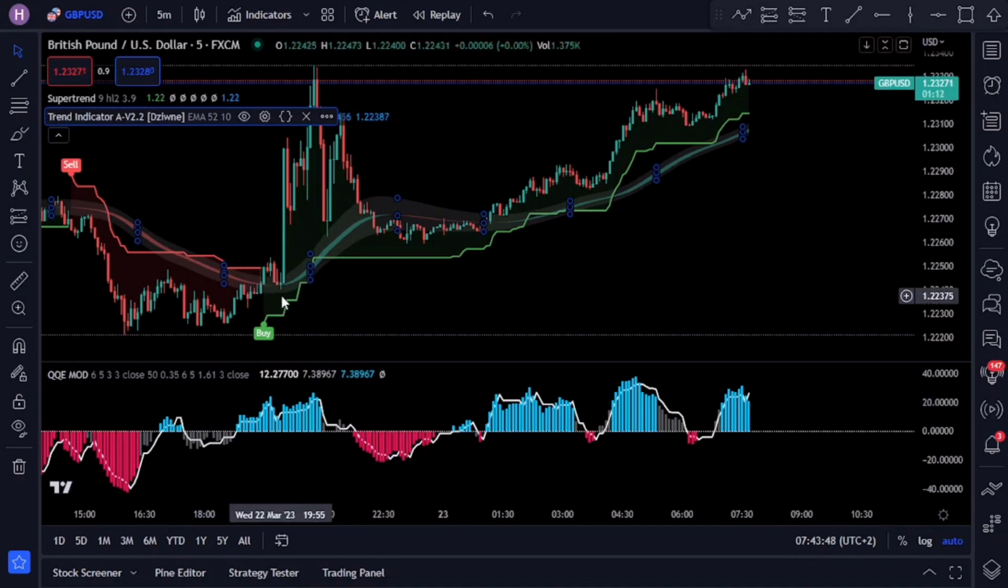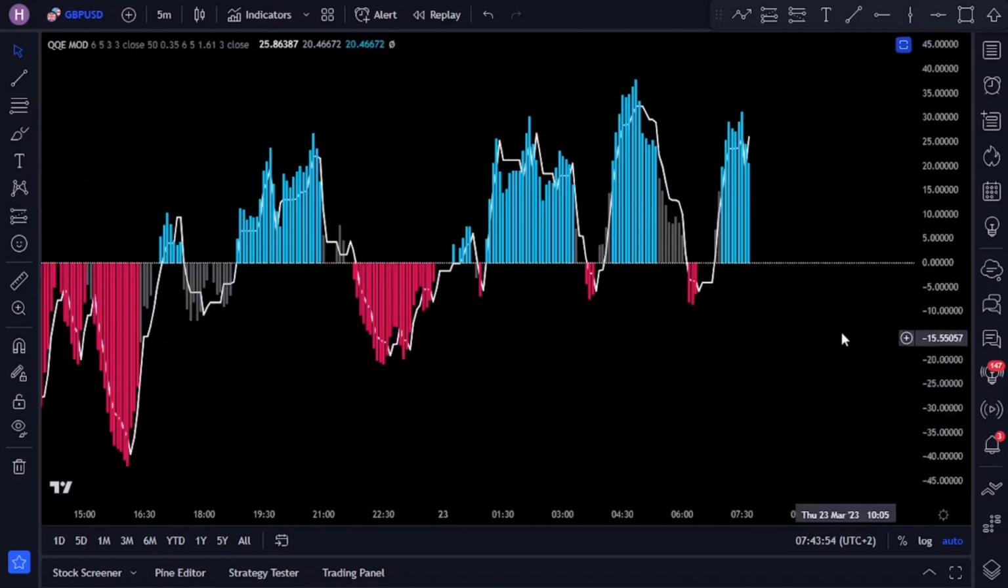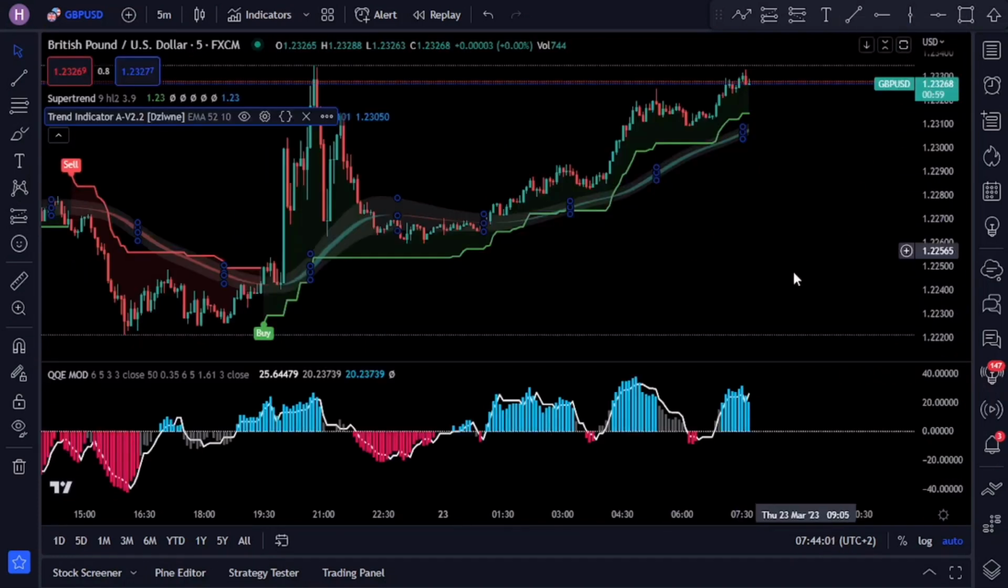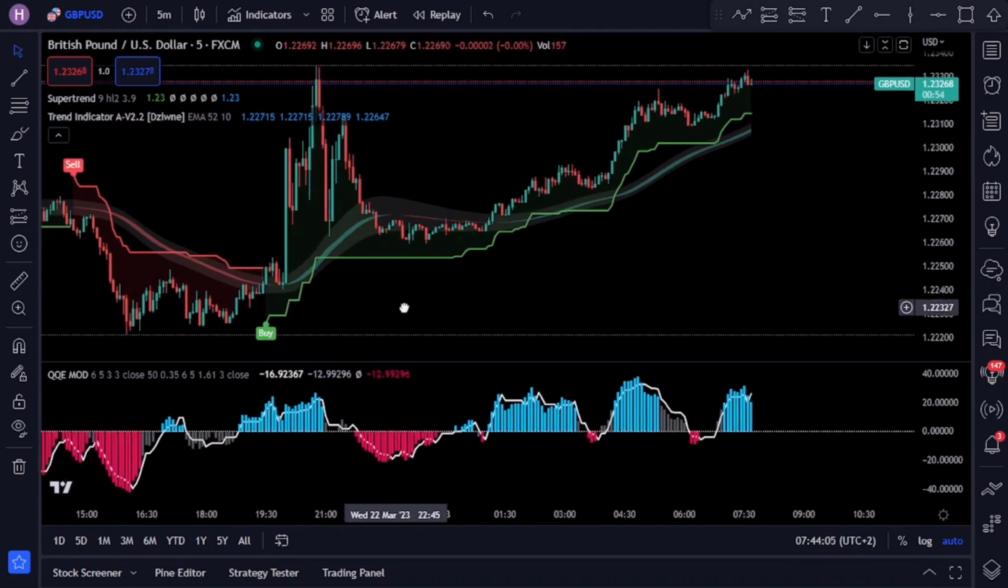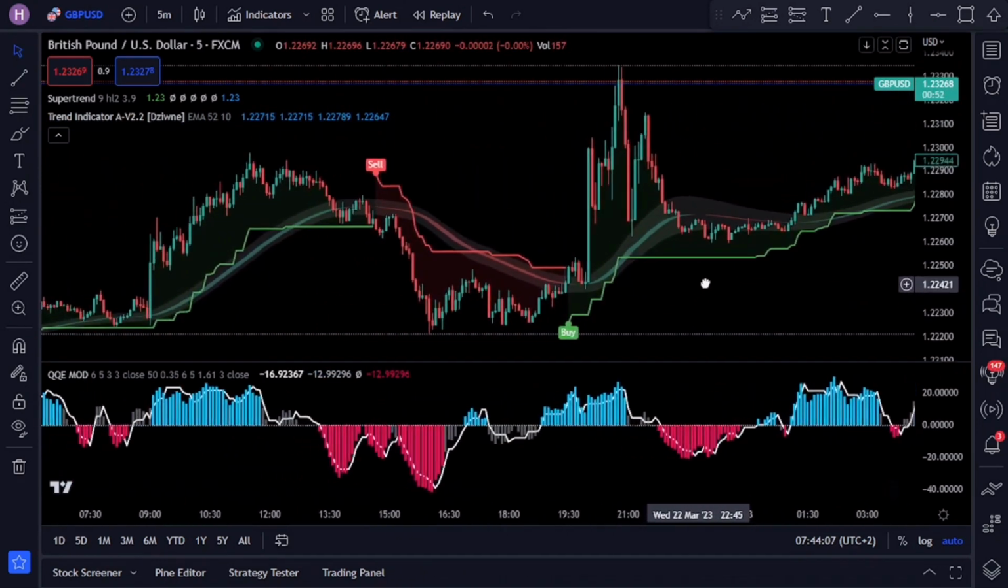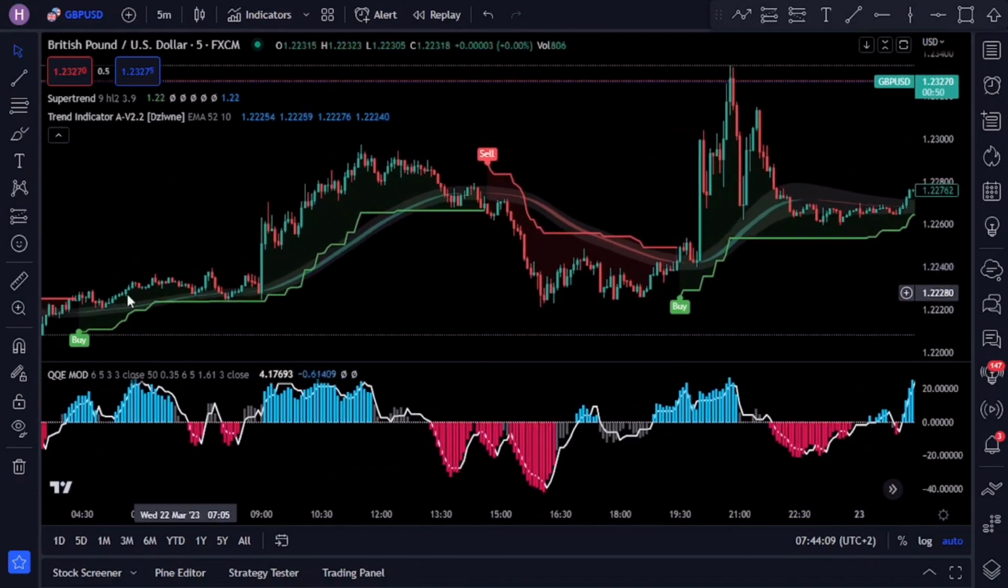On the QQE indicator, you'll see the histogram representing the trend, where a blue histogram indicates a bullish trend and a pink histogram indicates a bearish trend. The histogram makes it easy for traders to quickly identify the trend and make informed trading decisions. By combining the three different indicators, you're able to generate high probability trading setups. Yeah, it's amazing.